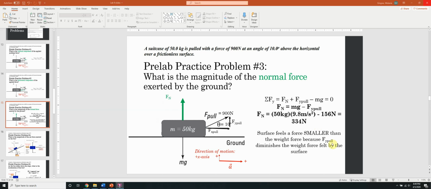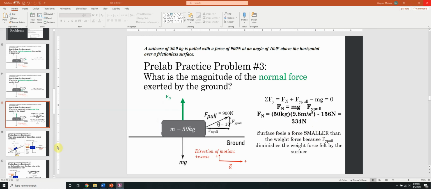And if you were curious, 50 times 9.8 is 490. So yes, 334 is less than 490. So yes, the surface does feel a force smaller than the weight force. And that's because it's being diminished by Fy pull.